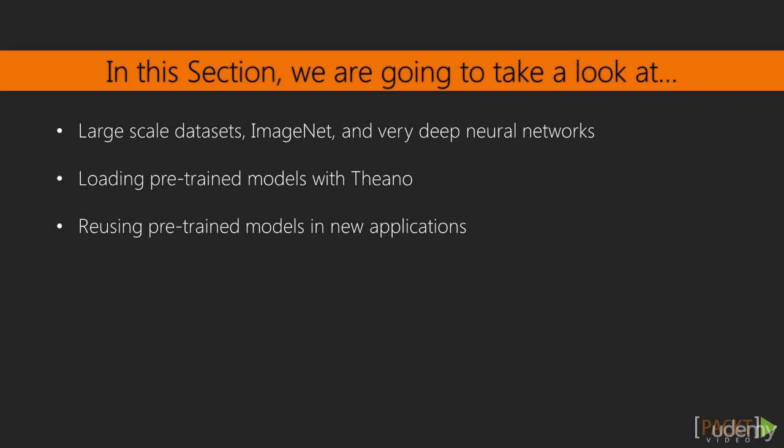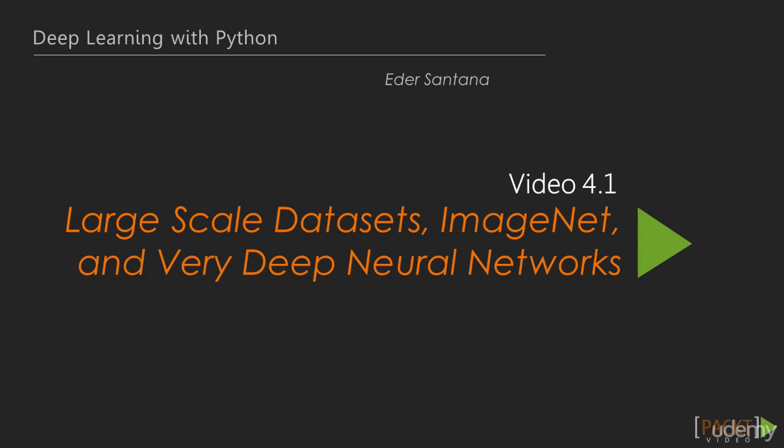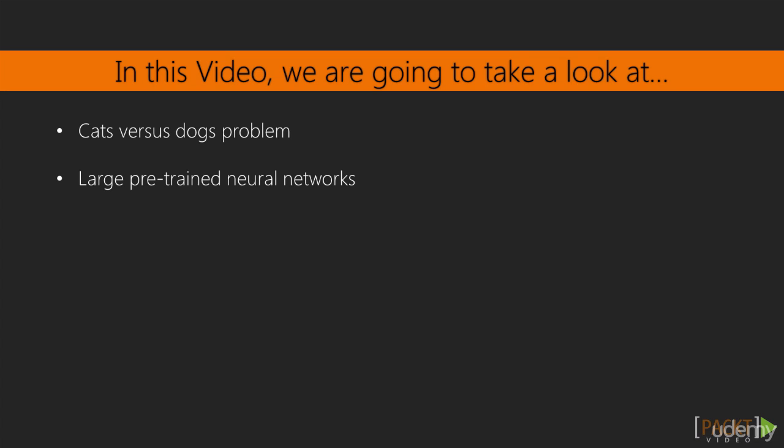In this section, we are going to talk about large-scale datasets, ImageNet, and very deep neural networks, loading pre-trained models with Theano, and finally, reusing pre-trained models in new applications. Let's just start with large-scale datasets, ImageNet, and very deep neural networks. In this video, we are going to define the cats versus dogs problem, and after that, we'll see how to find a large pre-trained model that we can reuse to solve it.